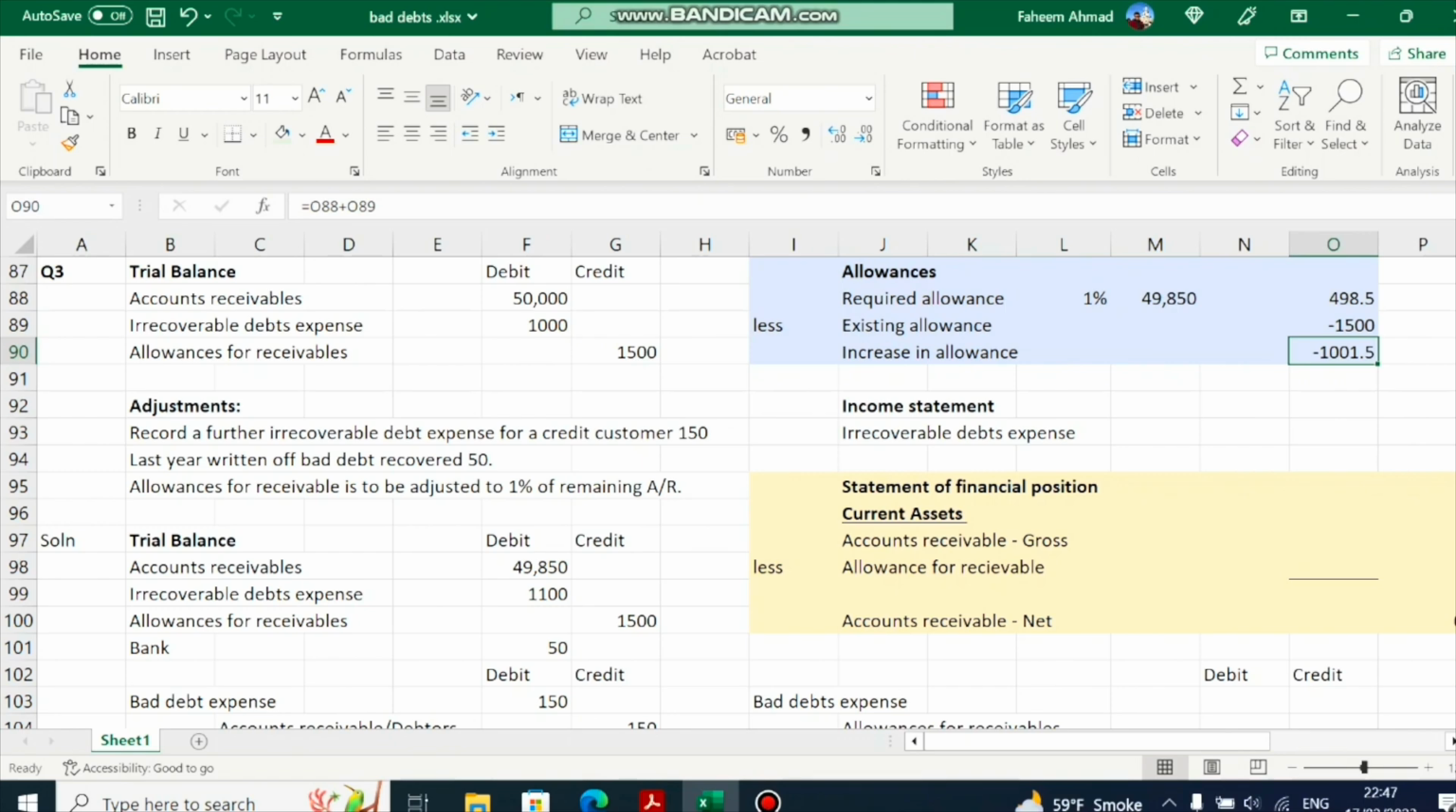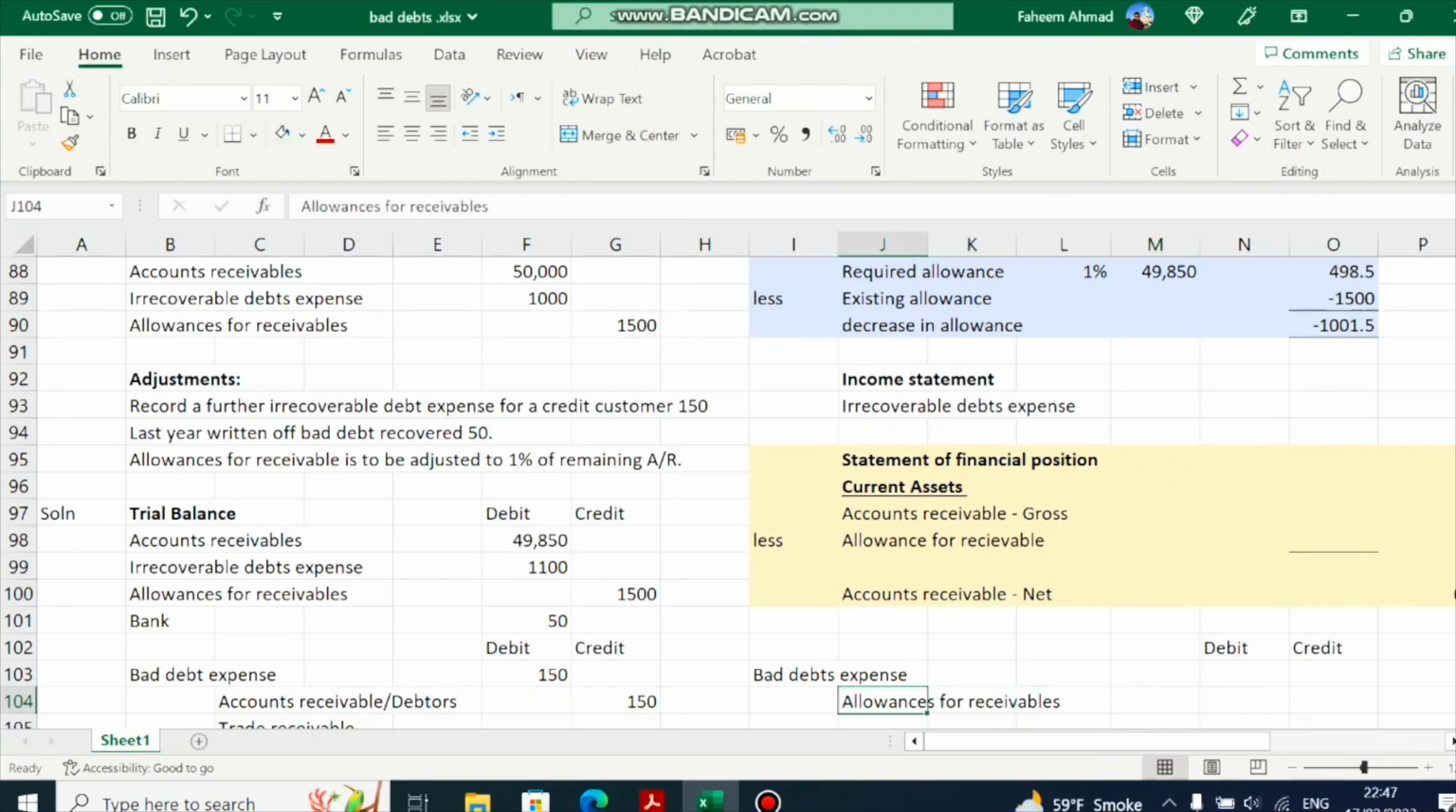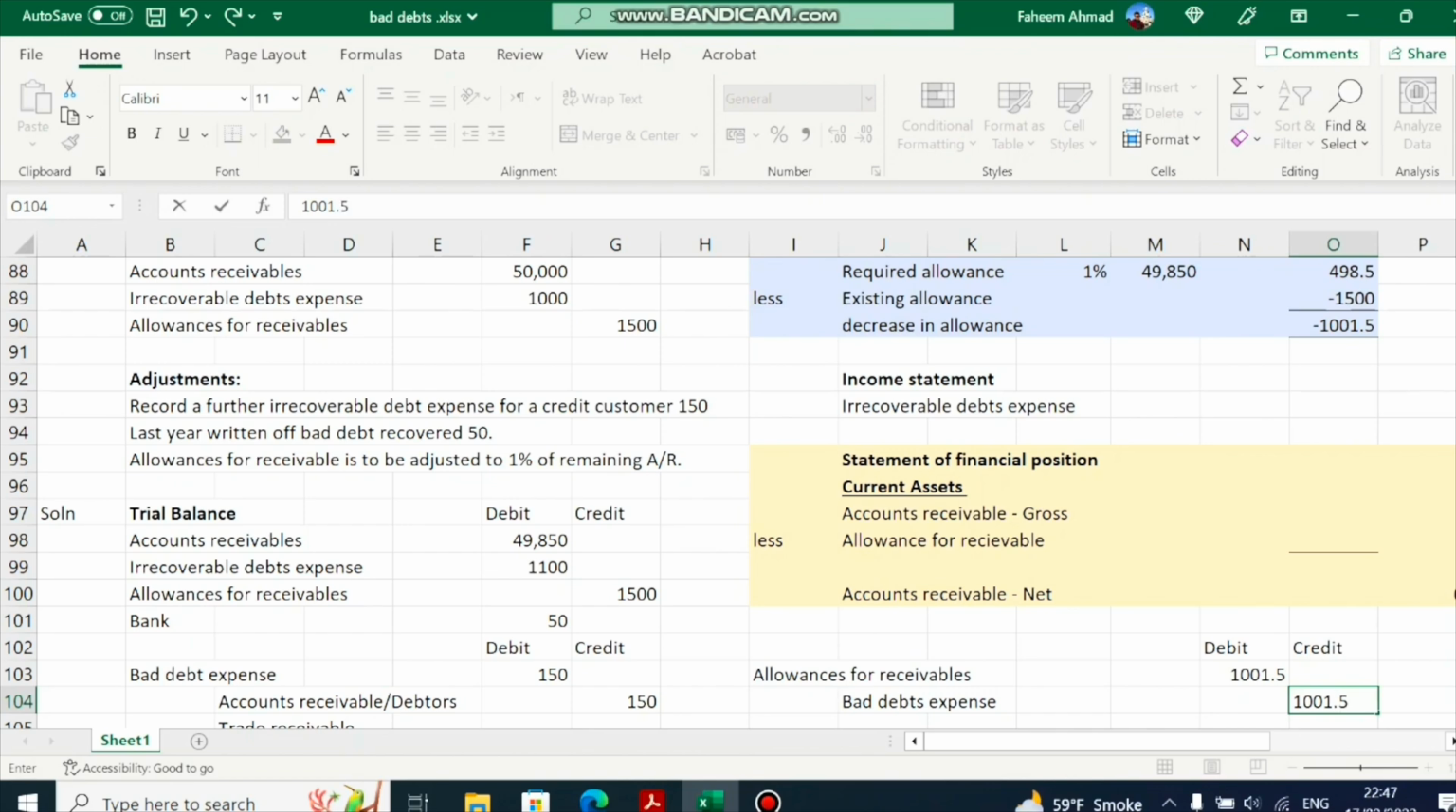So that means there is a decrease in allowance this time. Since it's a negative figure, that means it's a decrease in account. If there is a decrease in allowance, then this adjustment will be reversed. Now bad debt expense will be credited and allowances for receivable will be debited. So entry is reversed. 1001.5, 1001.5.